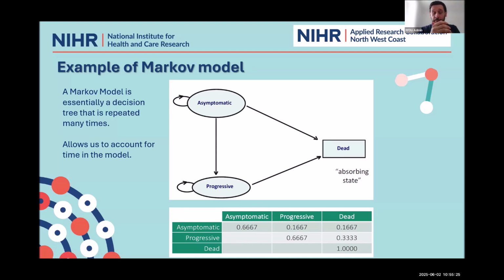Each state is, of course, associated with different costs and benefits. If I'm asymptomatic, I probably will not incur a lot of healthcare costs, and my quality of life will probably be better than being in progressive. So for each cycle, for each period, there will be different costs and outcomes associated with the health state I'm going to be in. If I'm in progressive, there is a 67% probability of remaining in the progressive state, or a 33% probability of moving to the death state. If I'm dead, of course, there is a 100% probability of remaining there, unfortunately. So that's an absorbing state.